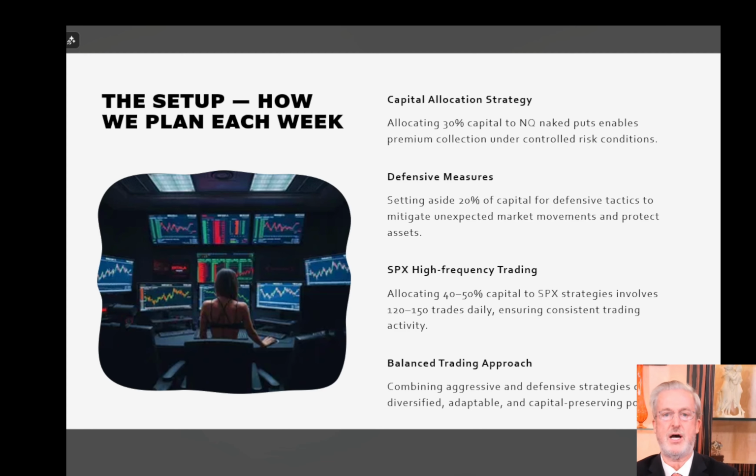When we start off every single week, we look at what we have in each fund in the net liquidation value. We're going to take off 30% for our NQ strategy, at least in the funds that I manage. I manage short puts in NQ that I put on every single week, almost daily, and I allocate 30% for that. Then I hold another 10 to 20% off to the side for safety, leaving me 50% for the SPX.